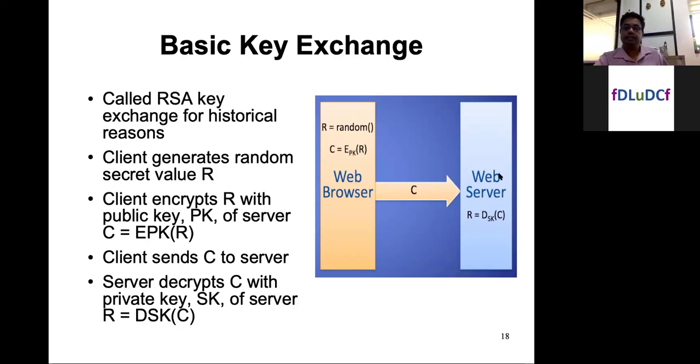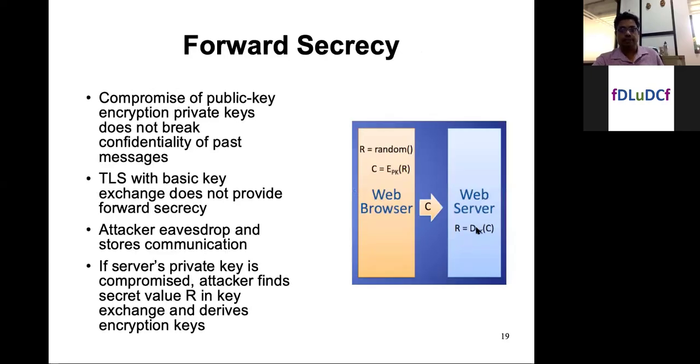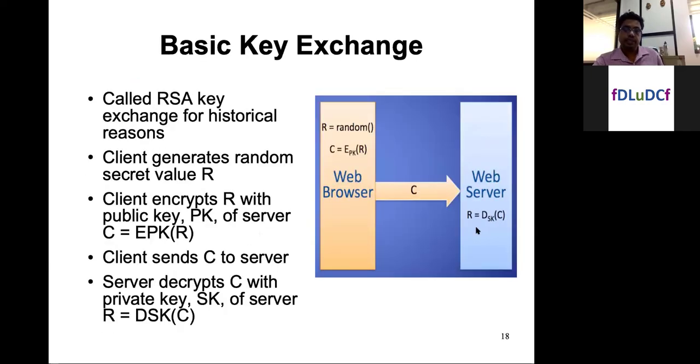The web server can decrypt it using which key? The private key of the web server. Then the web server gets the same random number. So the web browser knows it, and the web server knows it. These two entities can then use this random number as the master key. You then use that master key to derive a set of session keys. Those session keys will be used to encrypt the communication between the browser and the web server. So that's how typical RSA-based public key encryption works.